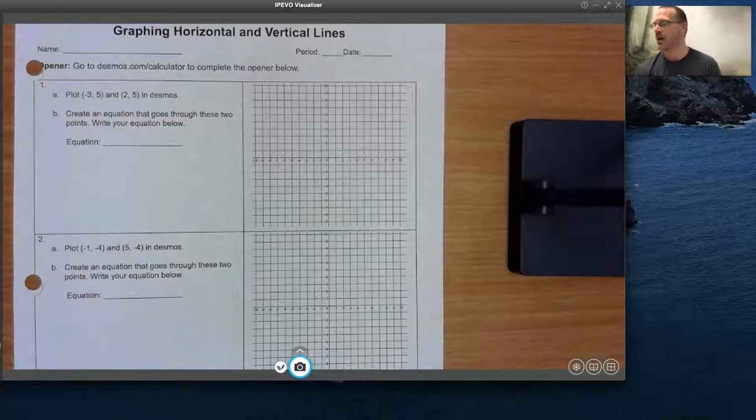All right, so this is that quick follow-up lesson. This is Algebra 1, Unit 2, Lesson 5, Graphing Horizontal and Vertical Lines. This is a very quick lesson, but we do have an opener here to get you working, and we are going to do that on Desmos.com.